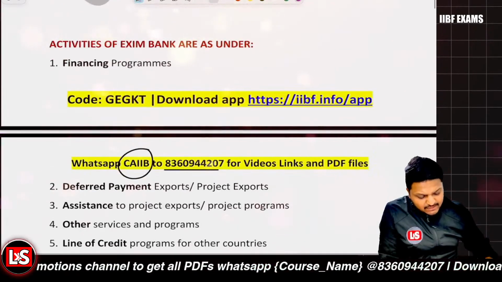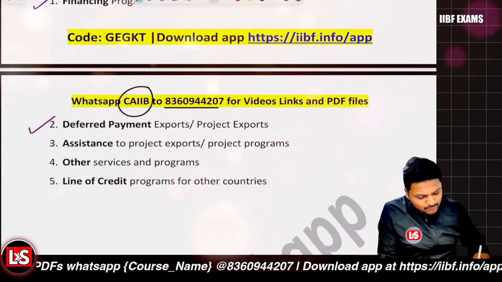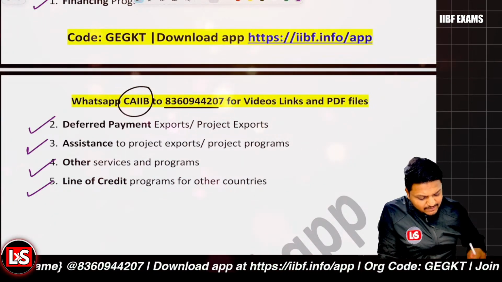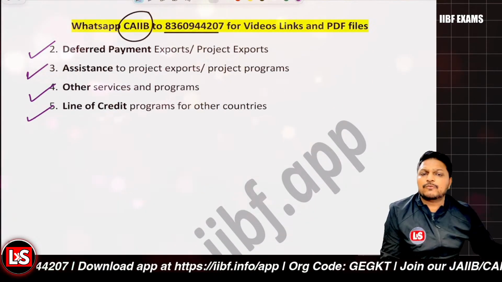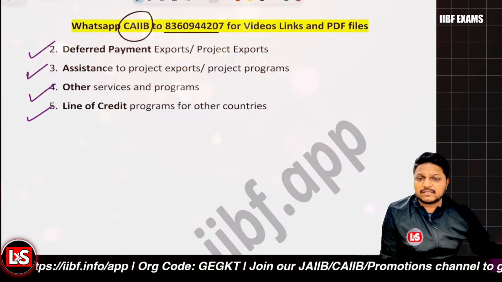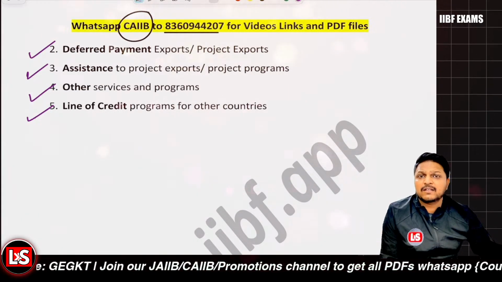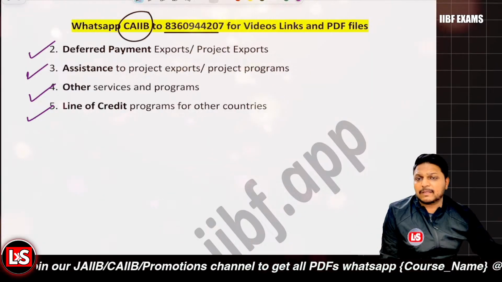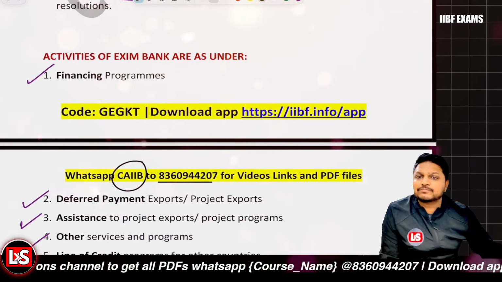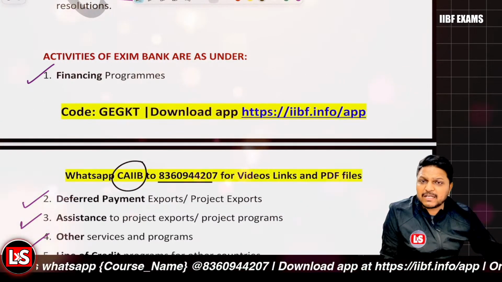So what are the different activities undertaken by the Exim Bank? Financing programs, deferred payment exports, assistance to projects and other services, and line of credit programs for other particular countries. So these are the different services. Let me explain the different points to you so that you can have an idea of how Exim Bank works. First, the financing program, like pre-shipment credit, post-shipment credit, export marketing finance.